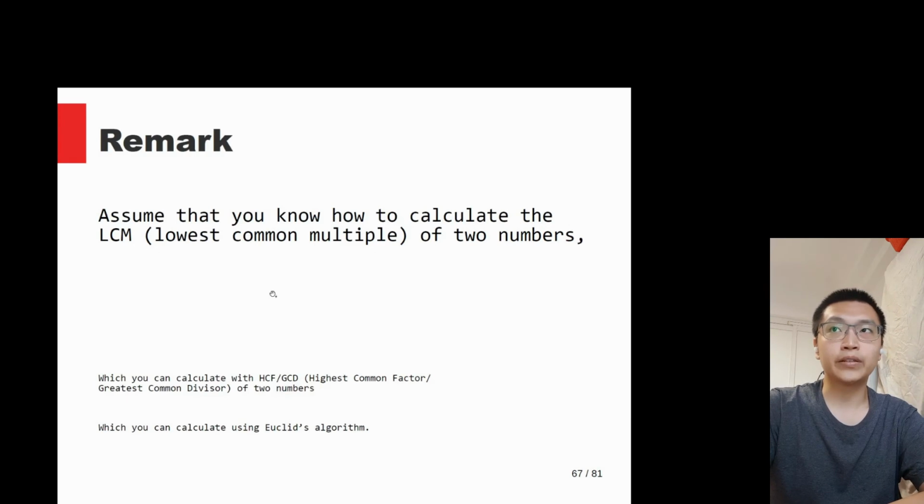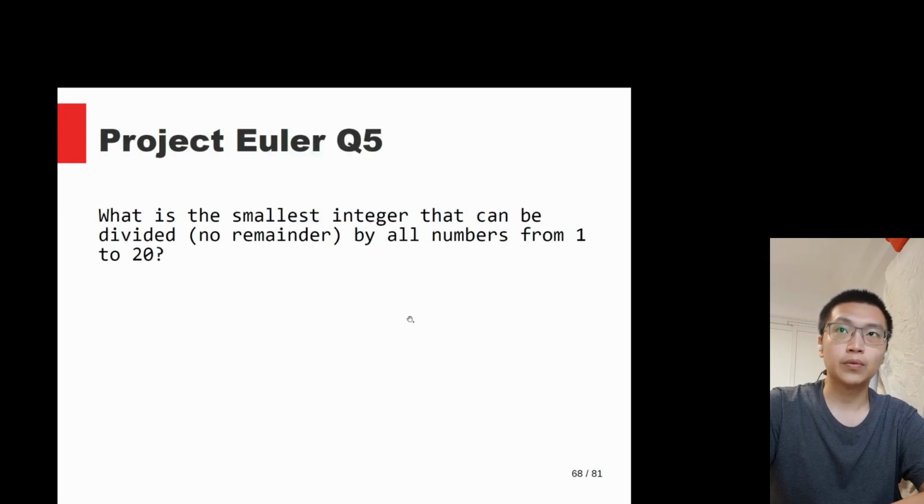I will assume that you know how to calculate the lowest common multiple of two numbers. So given two numbers, what is the lowest number that can be divided by both of those numbers? I will assume that you know how to do it. You could achieve it by calculating the highest common factor, or the greatest common divisor, of two numbers, and that comes from Euclid's algorithm. So let's go back to our original question.